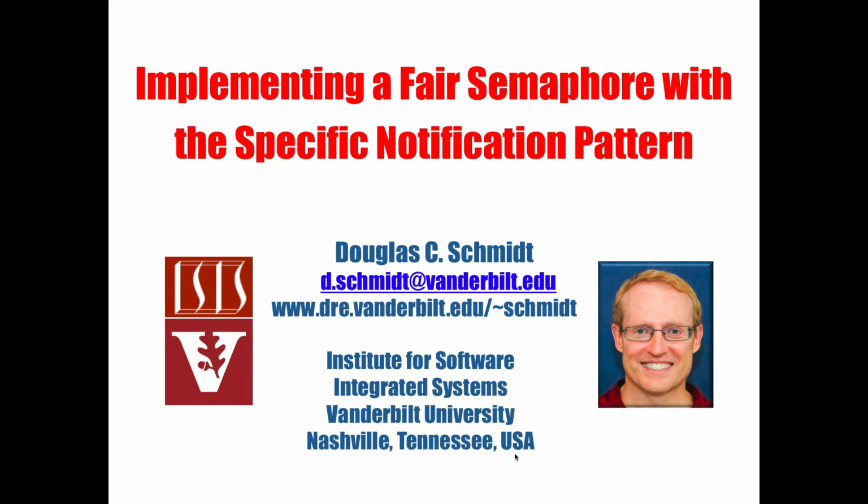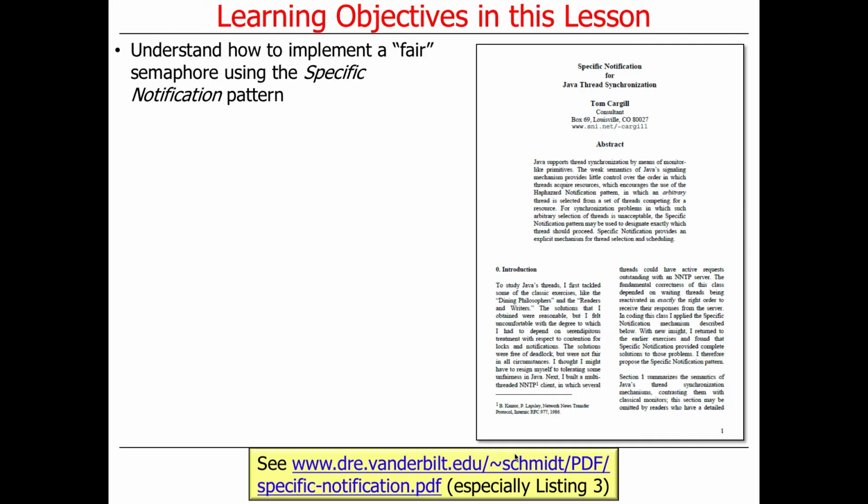So now that we've talked about monitor objects and condition objects and reentrant locks and so on and so forth, and we've talked about semaphores, what we're going to do is talk about how to implement a fair semaphore using something called the specific notification pattern, which I've alluded to earlier, but now we'll go into much more detail to discuss. This pattern can be used for a variety of things. We're going to use it to implement a fair semaphore.